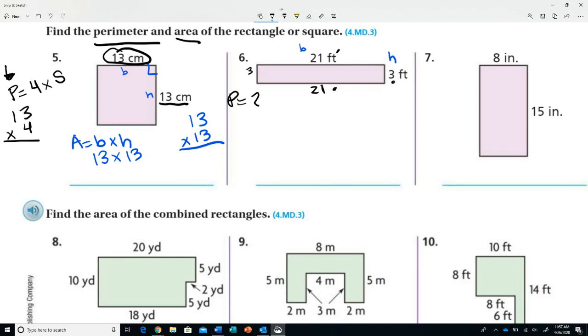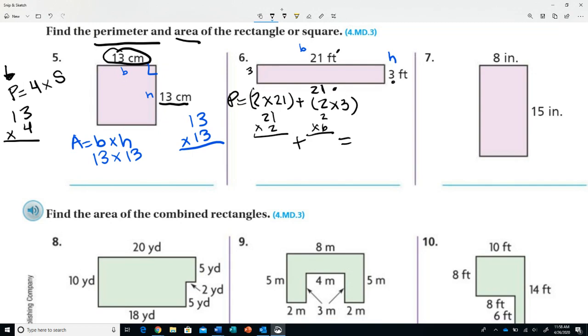If this is 3, this also must be 3. So we're going to do 2 times 21 plus 2 times 3. Now this is not the only way to do this. You could just add all the sides. I do want to encourage you to use the formula because this is going to come up later in your math careers. All right, so this will be 2 times 21, and this answer, and then 2 times 3, and you would simply add those answers when you're done.